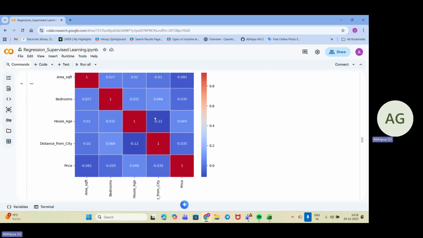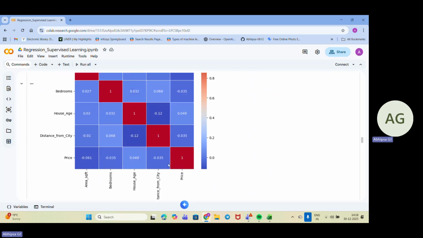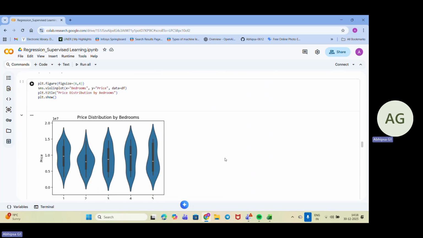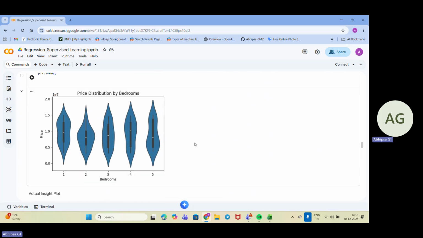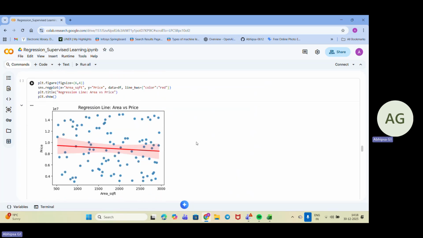So you can see that this red area gives us the most correlation. And accurately, we can understand how they are correlated. And this is the violin plot for price distribution by bedroom so that we can get a better understanding. And this is the actual insight.